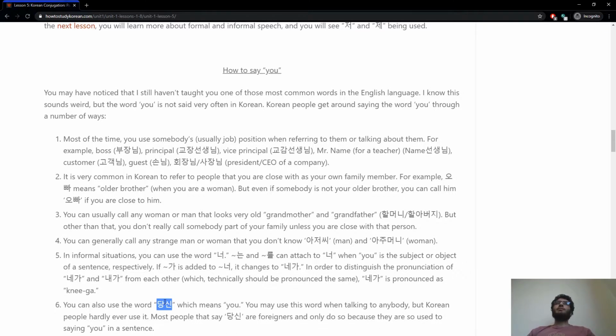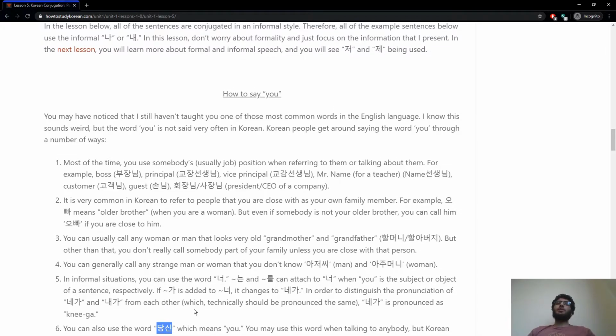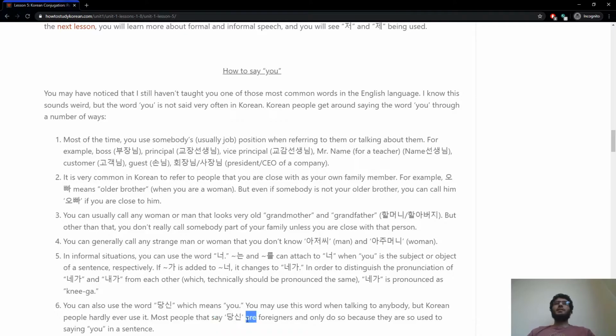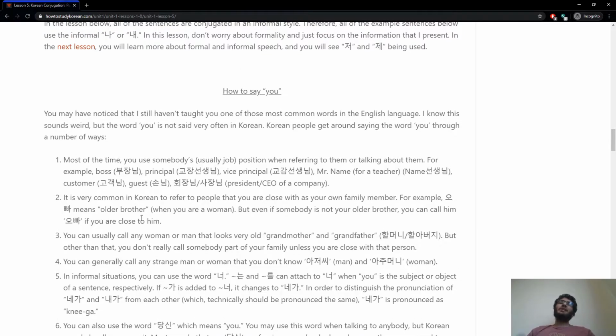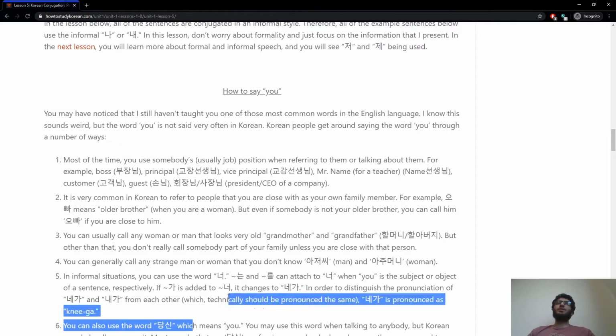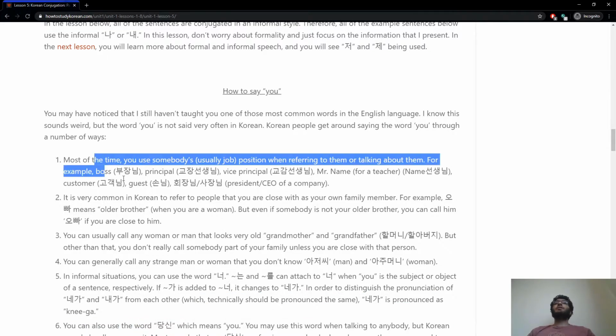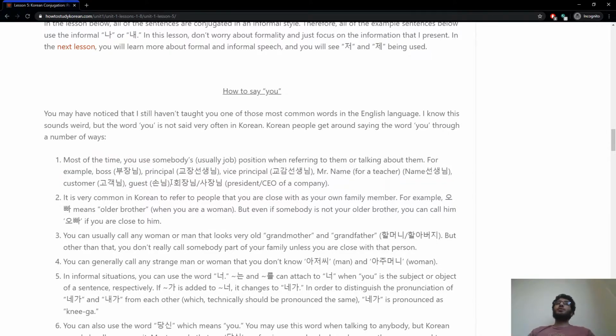And then no one ever corrected me, and later on I realized, like, it shouldn't be used. Actually, that's so funny. Most people that say 당신 are foreigners and only do so because they're trying to say you. That's exactly me, when I was learning. But yeah, you probably almost always want to avoid this word until you finally realize when to use it. You're going to find a lot of alternatives to saying you, and you're going to figure out ways to just, sometimes you don't have to say it.